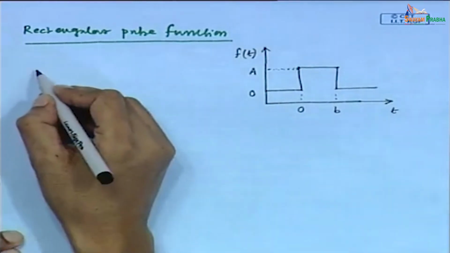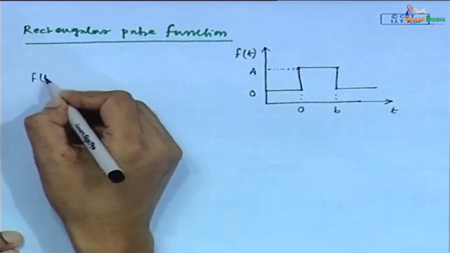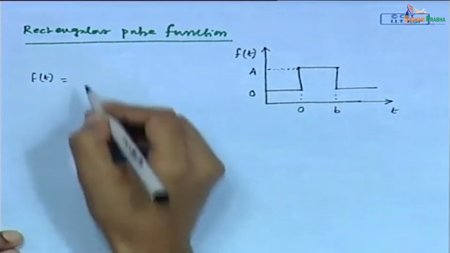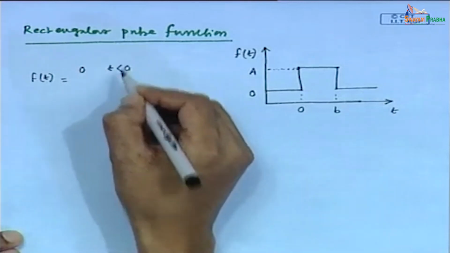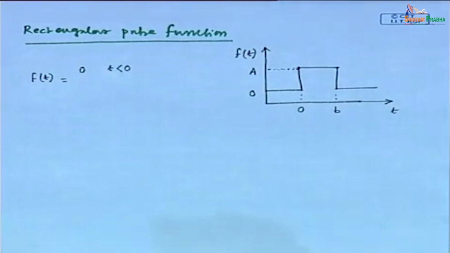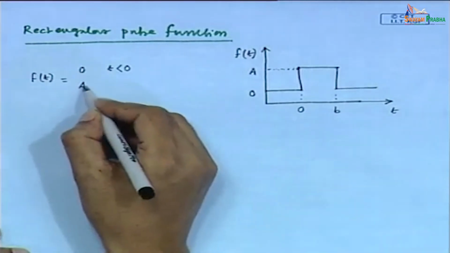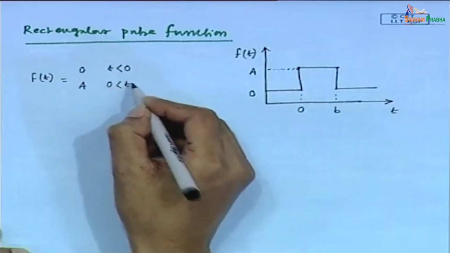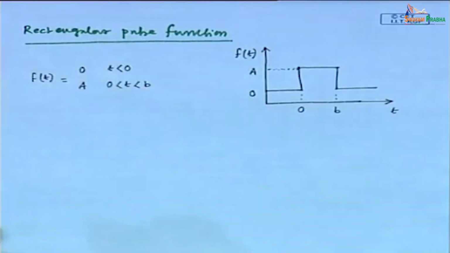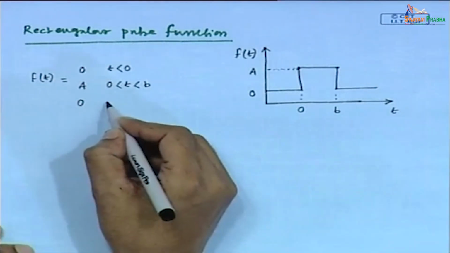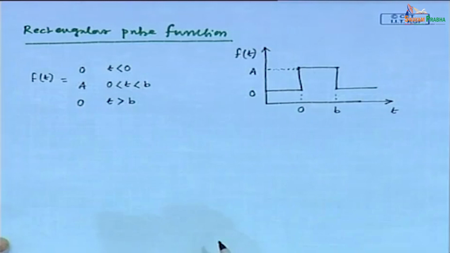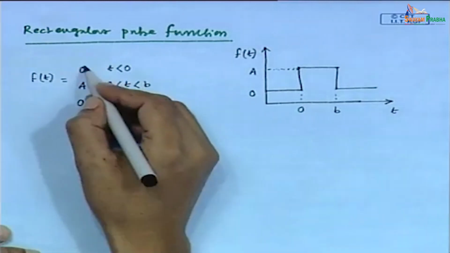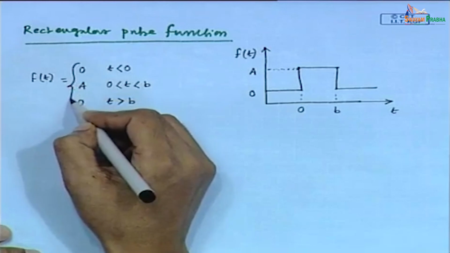Now, how we can represent it mathematically? F t equals to 0 when time t is less than 0, f t equals to A when time is in between 0 and B, and again this is 0 when time is greater than B, fine. So, this is the mathematical representation of this pulse function.